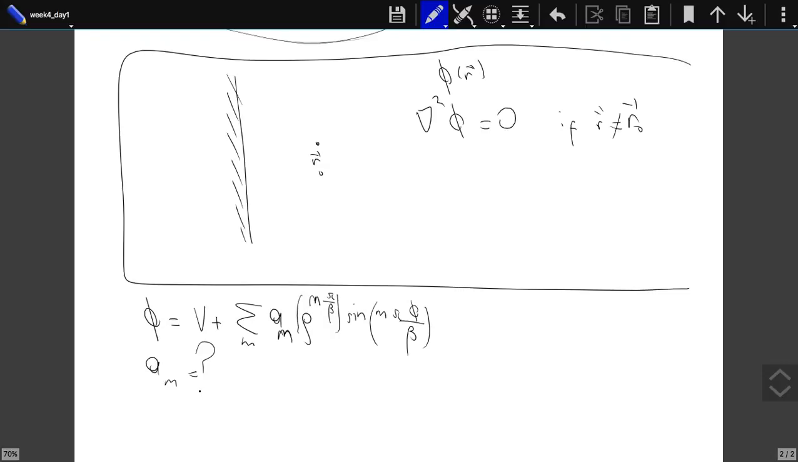We know that there are some charges somewhere, so it's non-trivial. Phi is not just V. It's not just constant. That is what we know. But we don't know what it is because, as you said, we need some additional information.